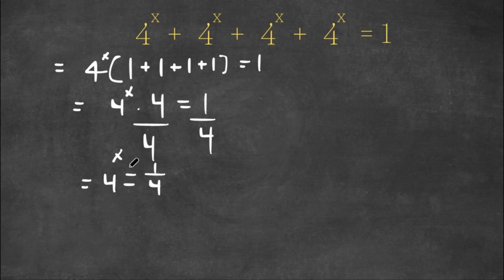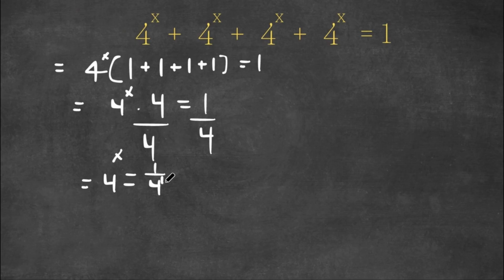So now we have 4 to the power of x is equal to 1 over 4. And this is actually 1 over 4 to the power of 1. And we actually want to convert this into the form 4 to the power of a number. So how would we convert 1 over 4 to the power of 1 as 4 to the power of a number?